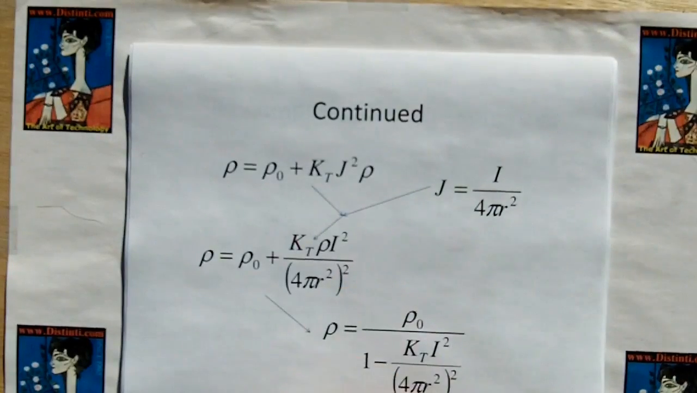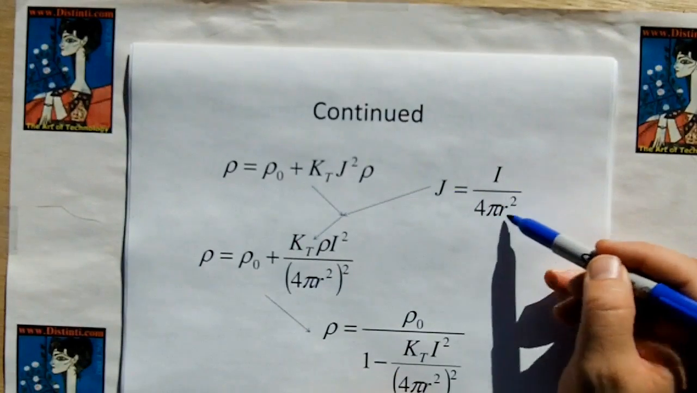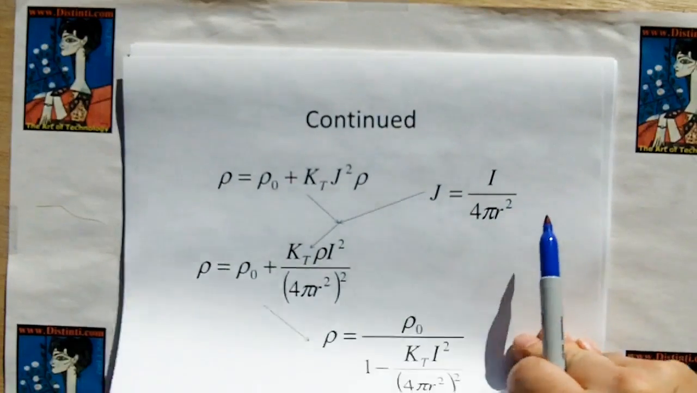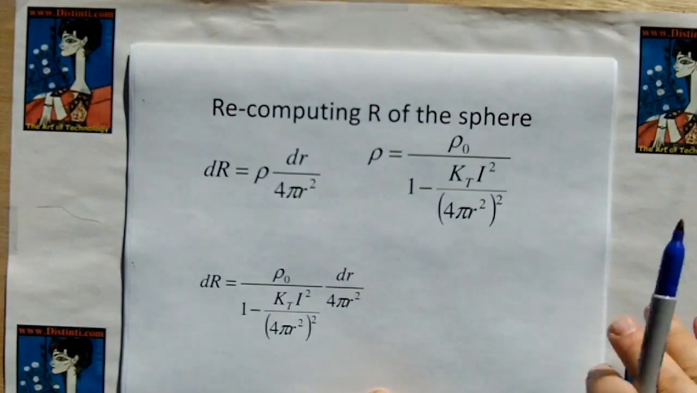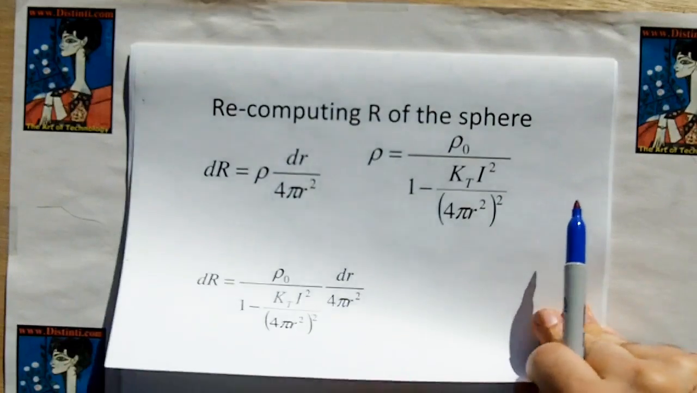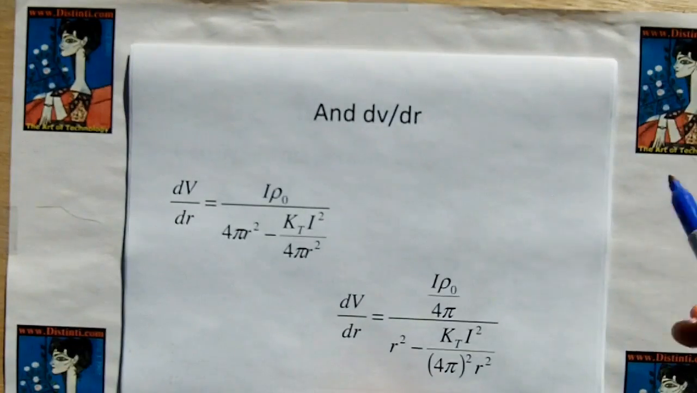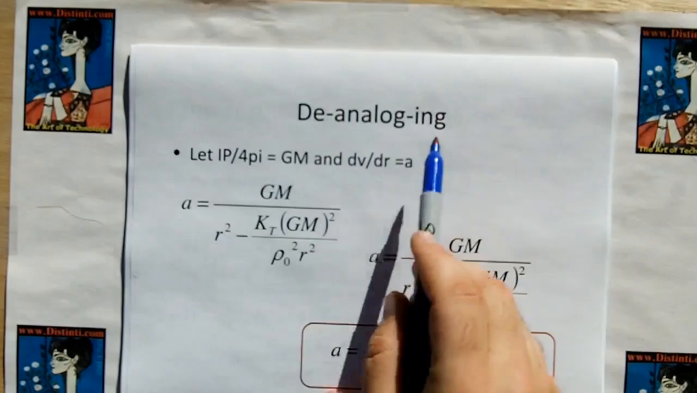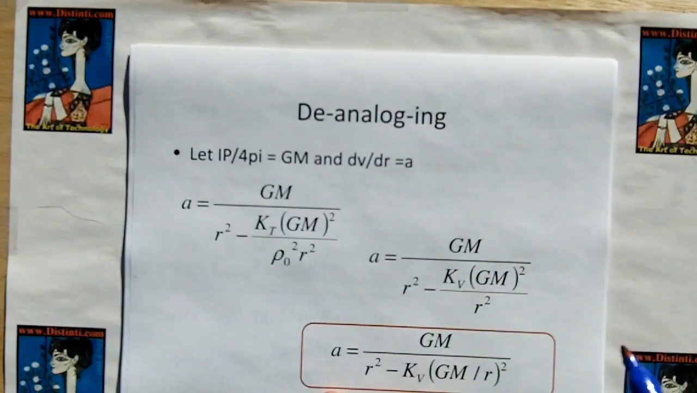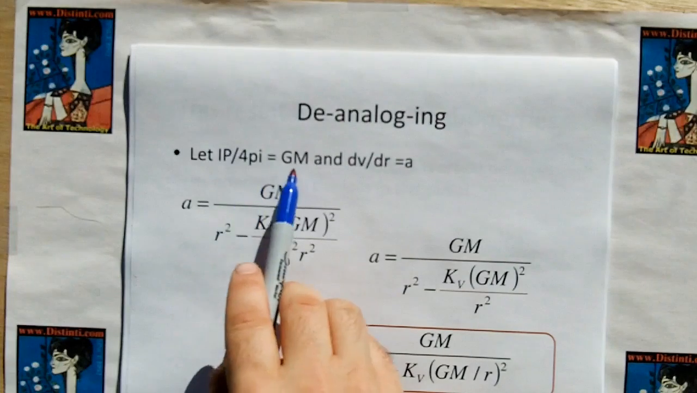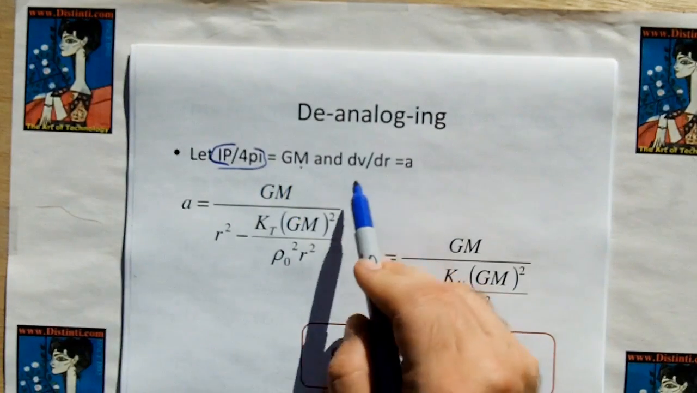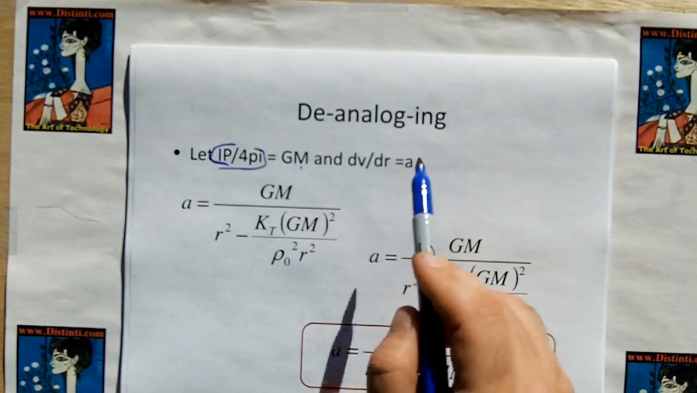We end up with this, and then we say that our current density is I divided by 4 pi r squared, and we plug this together and reduce some more. I'm not going to go through these; you can go through these on your own if you're interested. And then we get to dV/dr, and we de-analog it. Now we're going to pull it out of the electrical domain back into the physics domain by replacing rho I over 4 pi with GM and dV/dr with a, because that's what we're looking for.